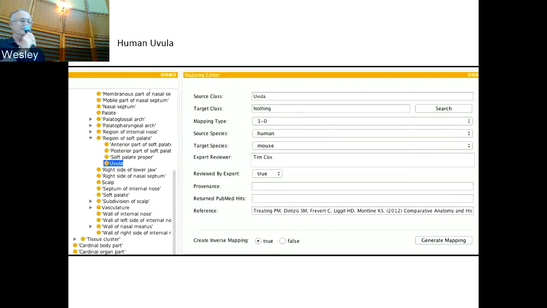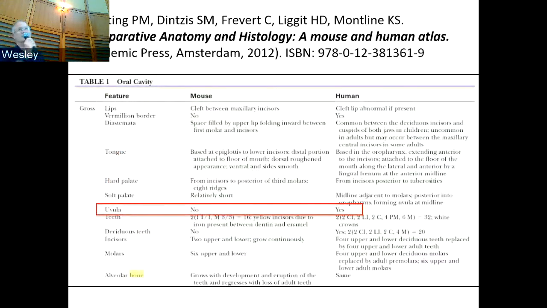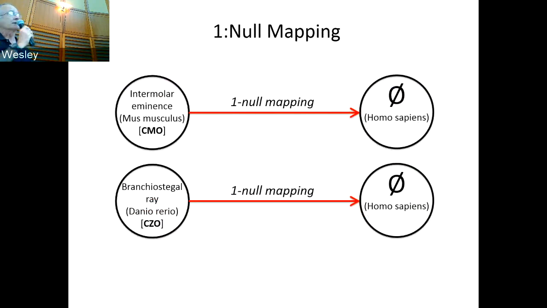Here's the example of a one-to-null mapping, where the uvula in the human maps to nothing in the mouse, and this again allows ONARD to generate that mapping. And here is one of the references that ONARD is using to come up with this information. So again, consulting the literature. Here's another example of a one-to-null mapping, in this case from the mouse. The mouse has an intermolar eminence. The human doesn't. The zebrafish has a branchiostegal ray. The human doesn't. So those are one-to-null mappings.